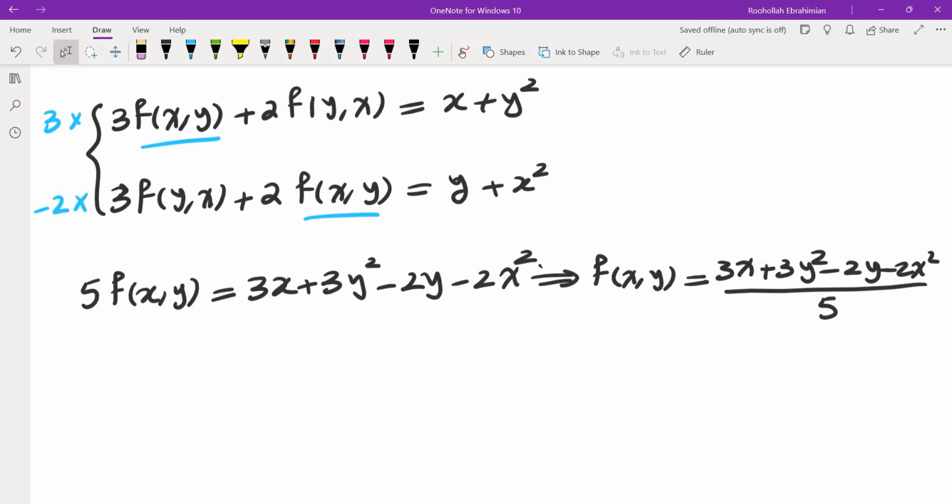Keep in mind that this shows that if f of x, y is a solution to the functional equation, then f of x, y is equal to that expression over 5. It does not guarantee that this is in fact a solution to the functional equation. So therefore, we are going to substitute that into the original functional equation and see if it is a solution to the original functional equation.